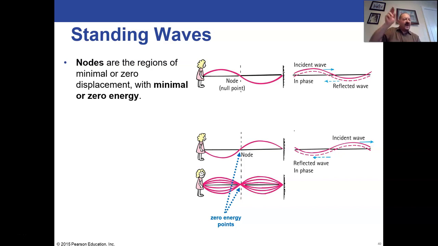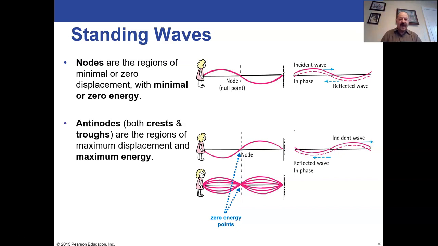So the nodes, as I mentioned, are the parts that have minimal energy or zero energy. They're the parts that aren't vibrating, essentially. They stay the same and everything's vibrating around them. It just happens that that part is the center of the wavelength, and therefore it doesn't really move up and down. So antinodes are the opposite.